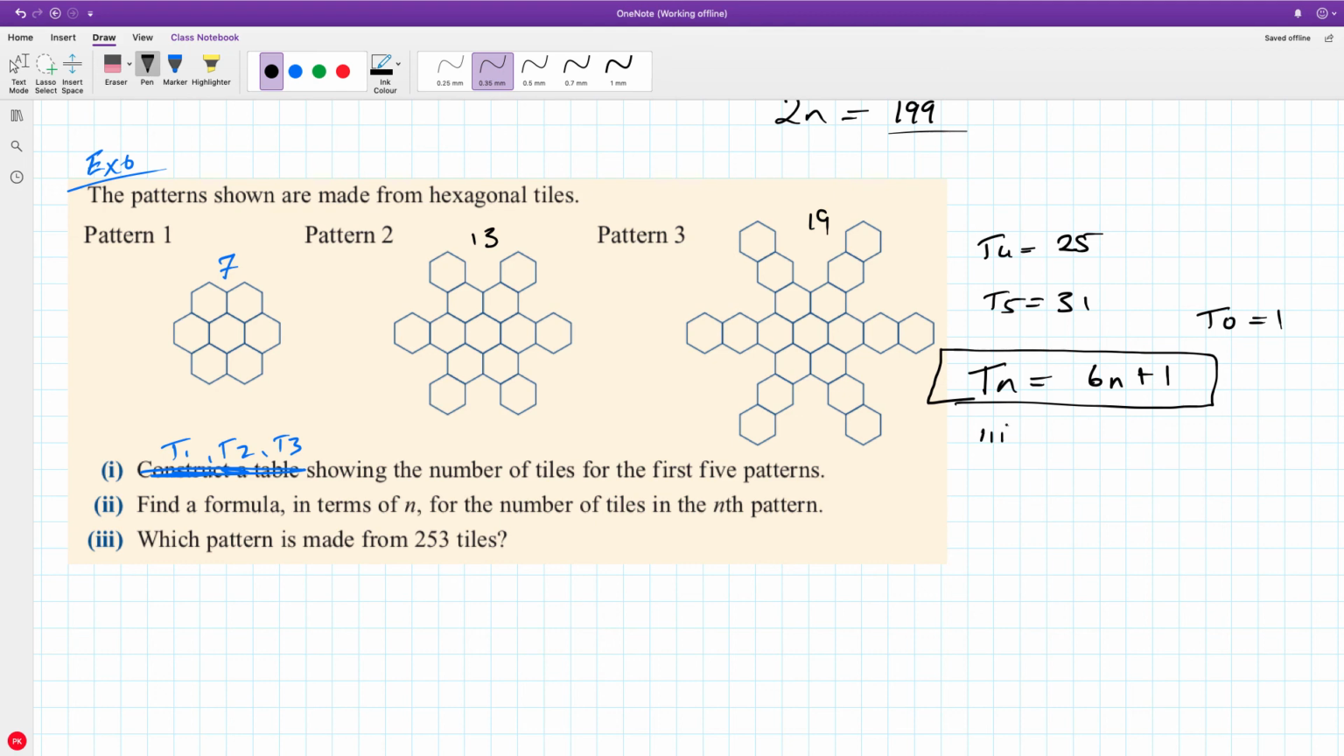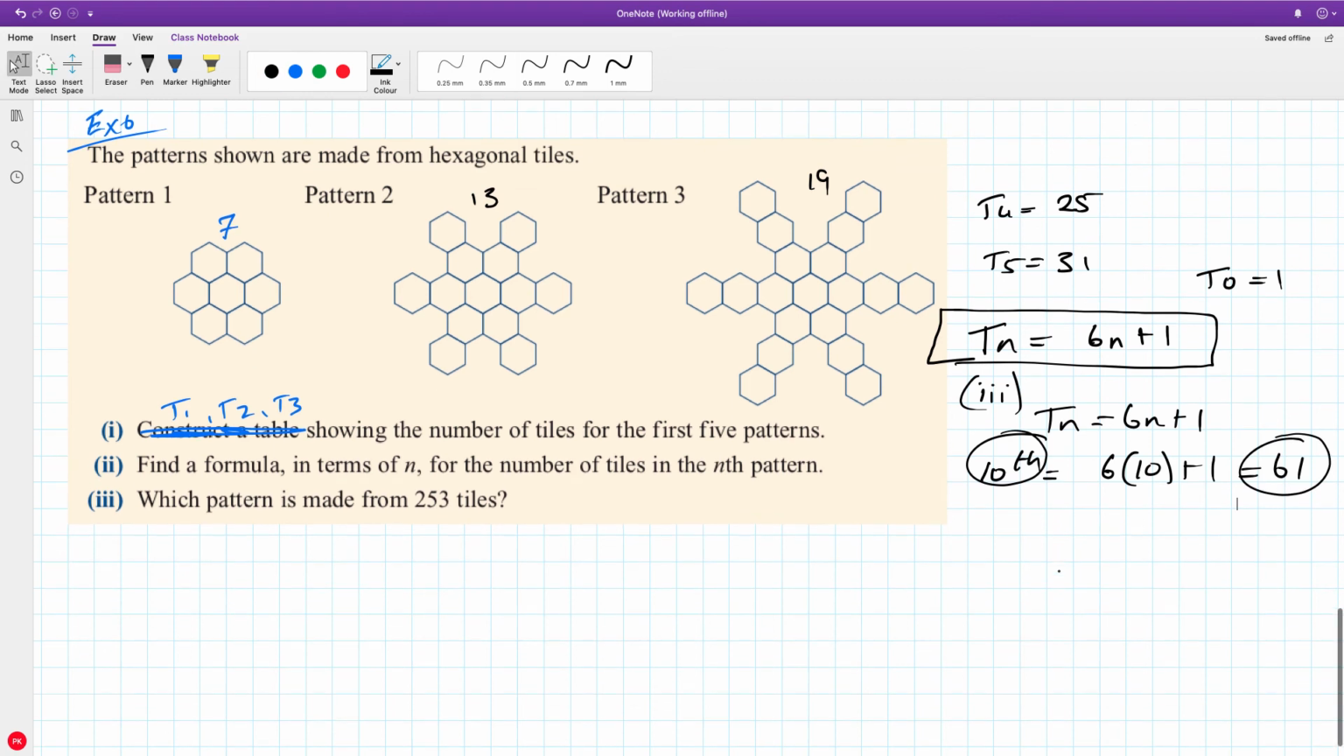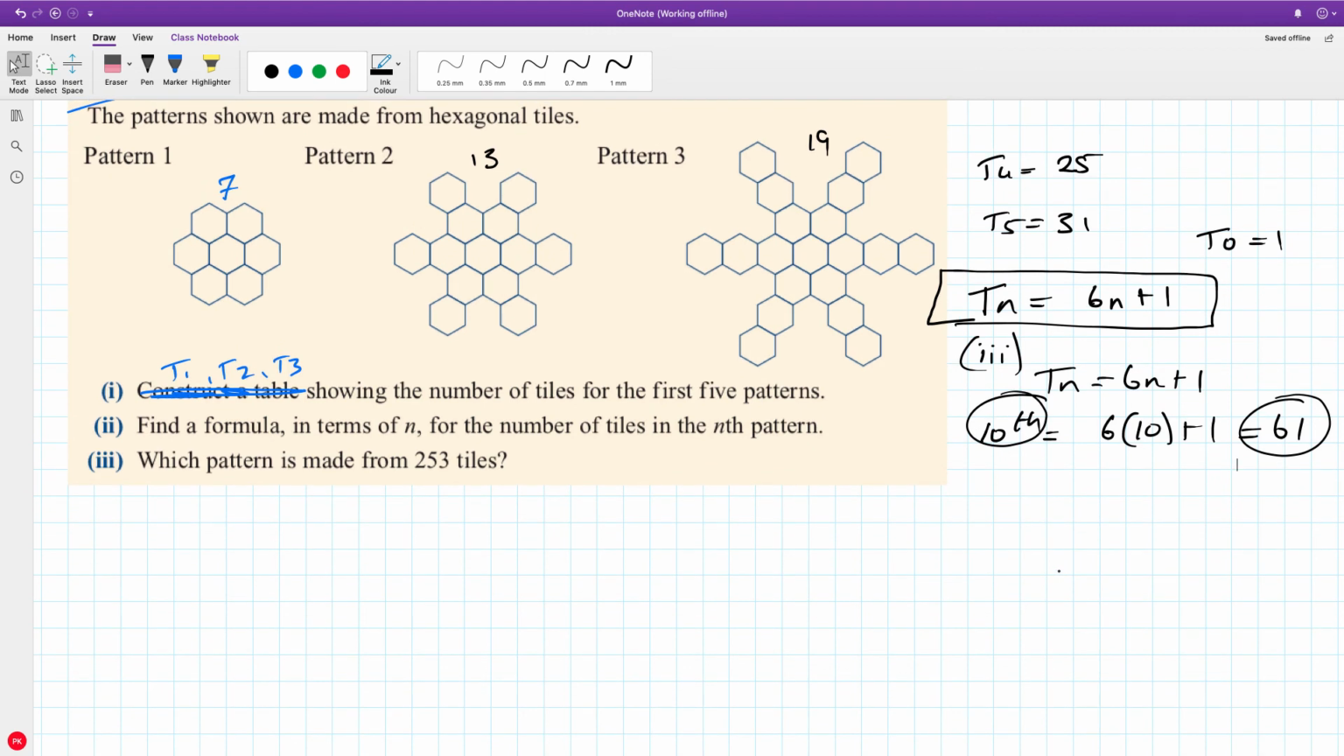Right, the third bit. Now, we know Tn is 6n plus 1, yeah? If I asked you to find the 10th pattern, what would you do? You'd say 6 times 10 plus 1, that's 61. So we know in the 10th pattern there's 61 tiles. Exactly, that's definitely one way of looking at it. We know 6n plus 1 is equal to 253. We just don't know what n is. That's what we're looking for, isn't it?